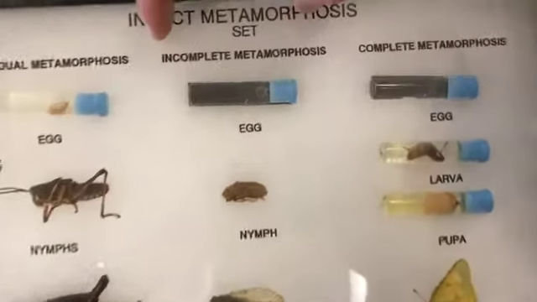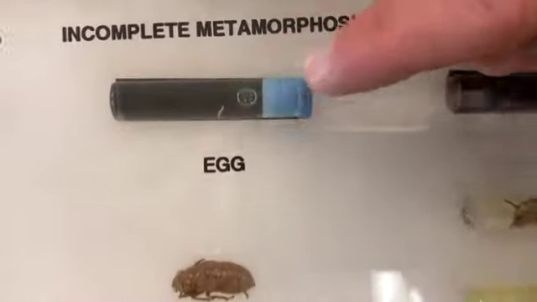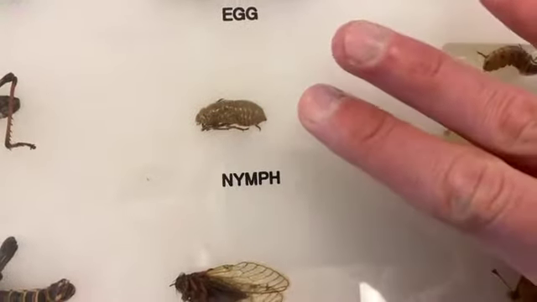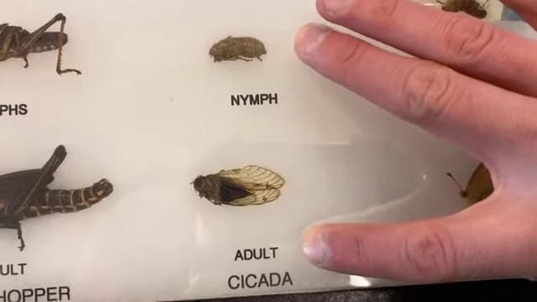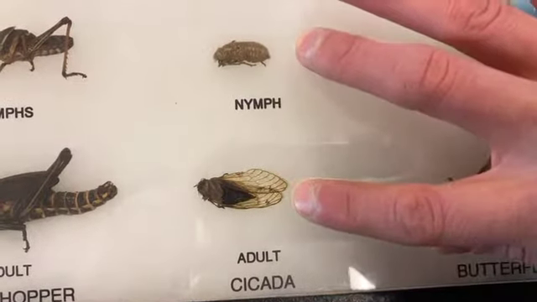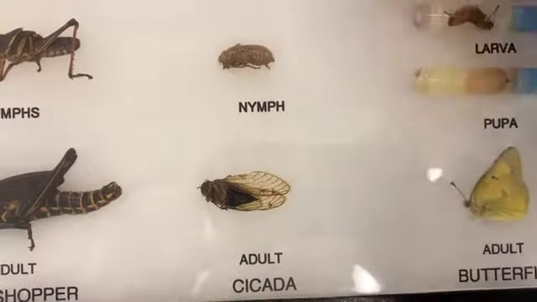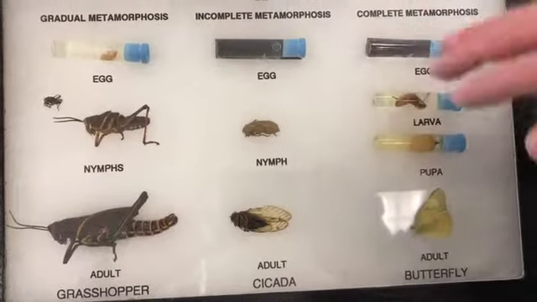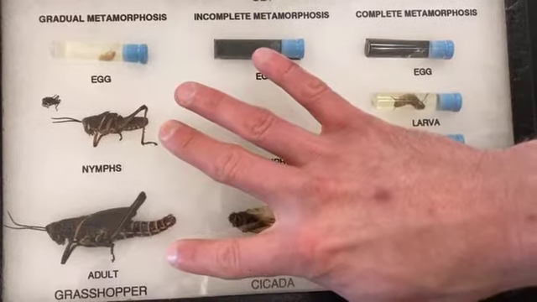In gradual metamorphosis, basically you're not getting a change in body form after the egg, it just gets bigger. In incomplete metamorphosis, you again start out as a tiny little egg, and your nymph stage vaguely resembles your adult stage, but you'll notice some very distinct differences, like these wings in the adult cicada versus the nymph cicada. It is an incomplete metamorphosis because they look similar, but not exactly the same, comparing it to our gradual metamorphosis where it's just getting bigger.